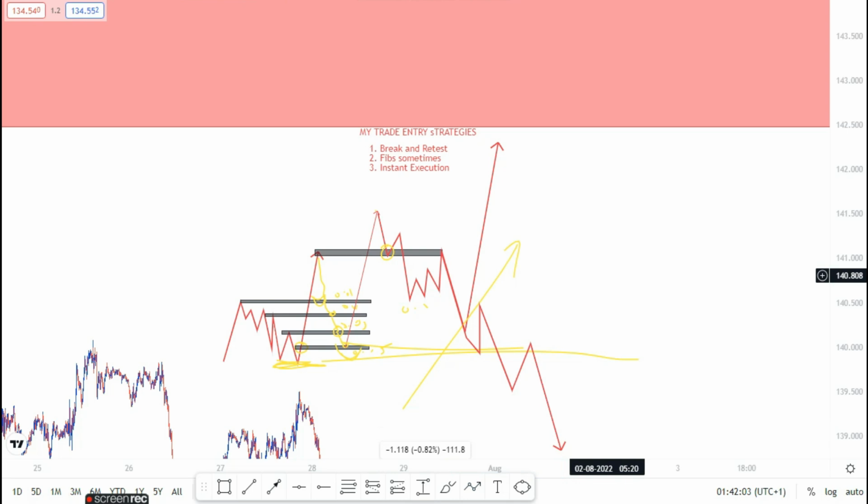So let's go to the chart and see what I am talking about.